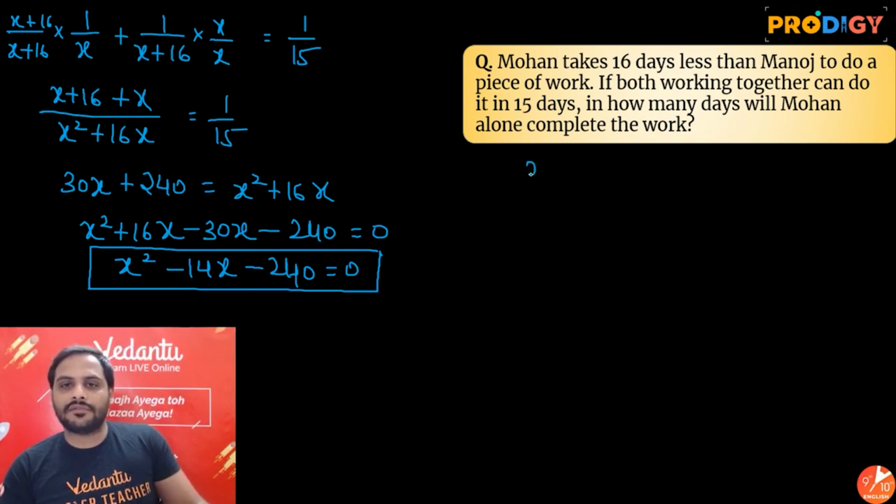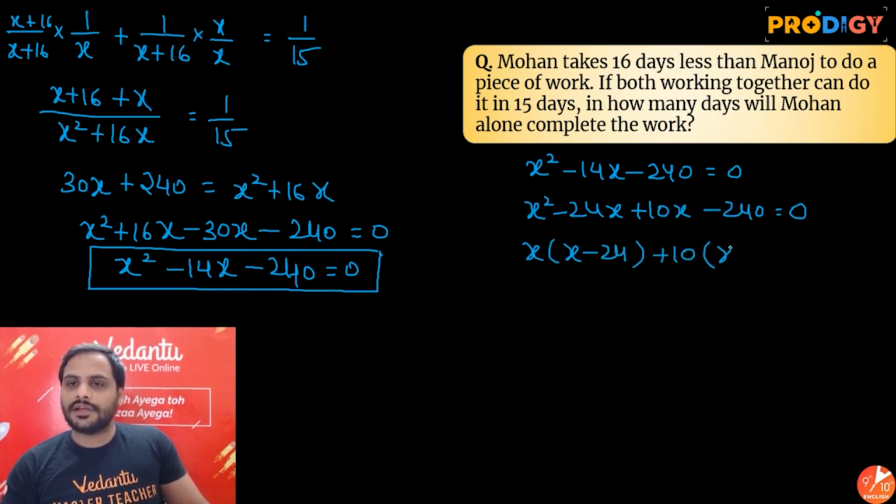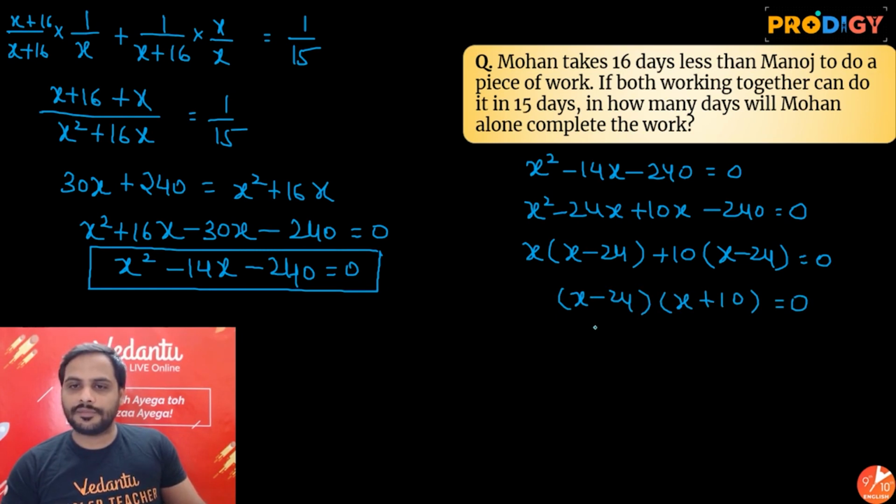Now we need to factorize this further. So x square minus 14x minus 240 equal to 0. I can clearly see minus 24 and 10 splitting. So x square minus 24x plus 10x minus 240 equal to 0. Take x common, x minus 24. Take plus 10 common, x minus 24 equal to 0. So we have got x minus 24 into x plus 10 equal to 0. So from here we have got either x is equal to 24 or x is equal to minus 10.